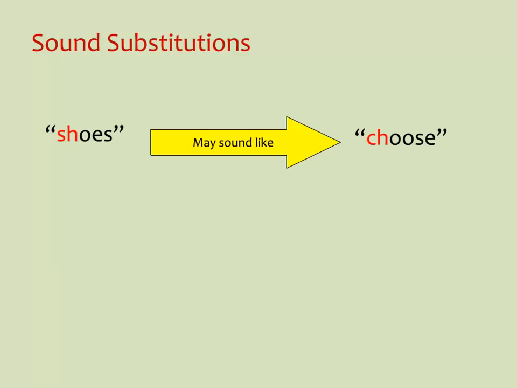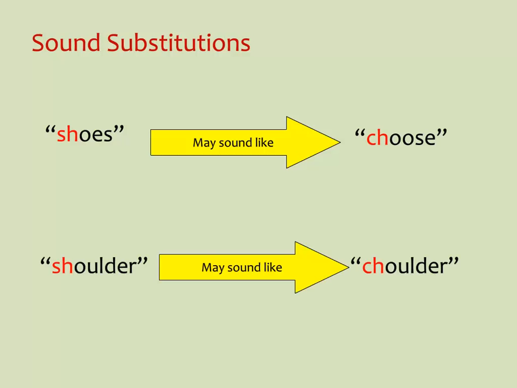For example, sh is a sound in English but not Spanish. The closest sound to sh is ch. That is why shoes may sound like choose, or shoulder may sound like cholder. This process of sound substitution is the basis of what we often call foreign accents. That is, the transfer of the sound system of one language onto another.